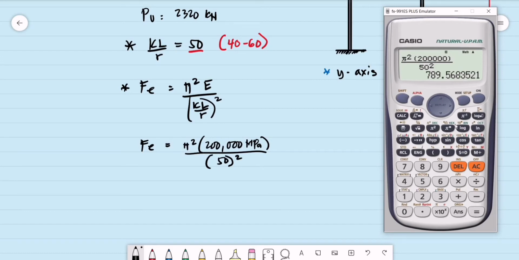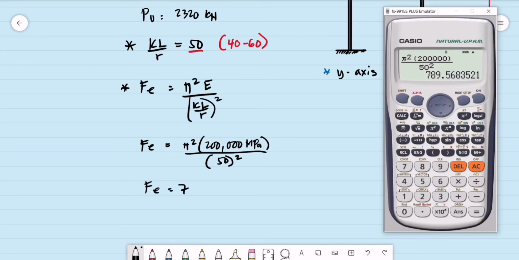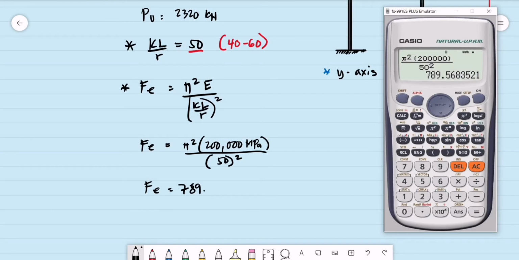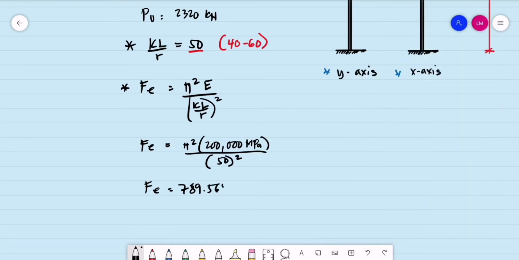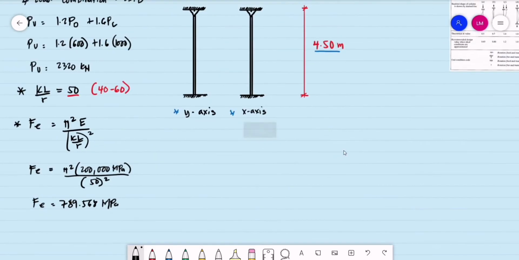So we have that as 789.568 megapascals. F sub E is equal to 789.568 megapascals. Now that you have F sub E, how do we compute for F sub CR?